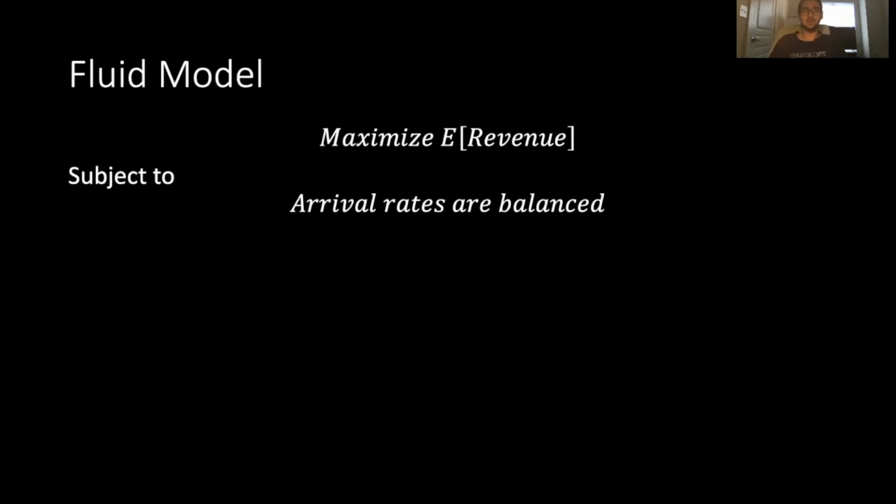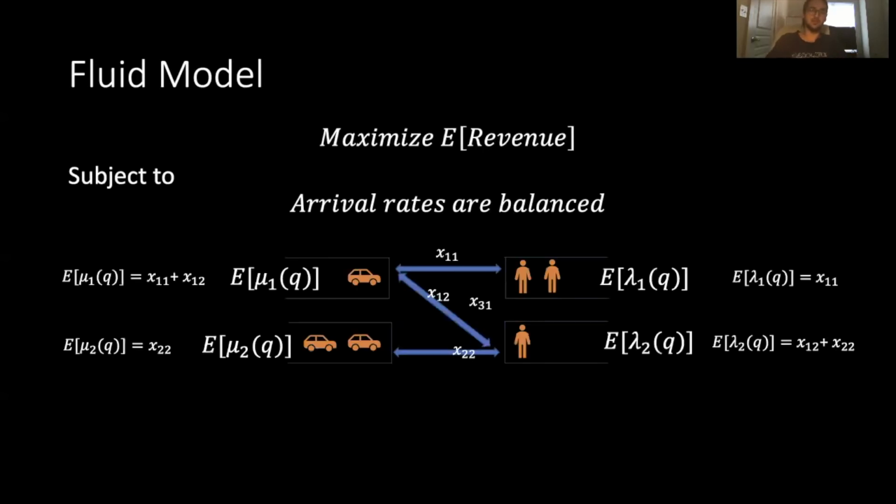Let us start by analyzing the first order approximation of our model, which is the fluid model. It is defined as maximizing the expected revenue subject to just the arrival rates are balanced. Now, what do I mean by arrival rates are balanced? Consider water flowing into the system with rate expected mu1 and expected mu2 from the left hand side. Now, these blue lines are the possible routings which you can do of the water flowing into the system so that the outlet on the right side is equal to expected lambda 1 and expected lambda 2.